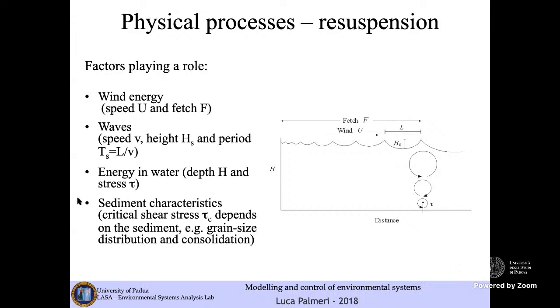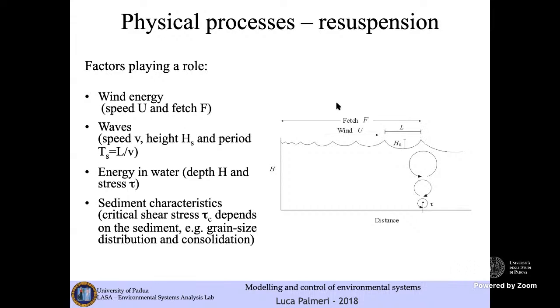tau. In particular, the model we typically employ is schematized by this drawing. This is the surface of the water body. This is the wind blowing at a speed u. This is the length of the wave, and this is the height of the wave. This is the fetch, or the length of the surface of the water over which wind may blow.